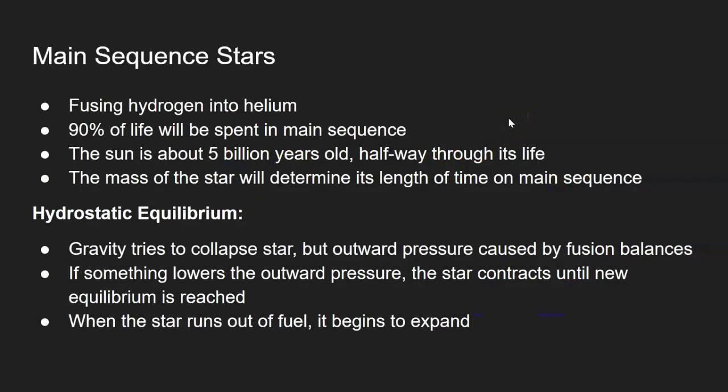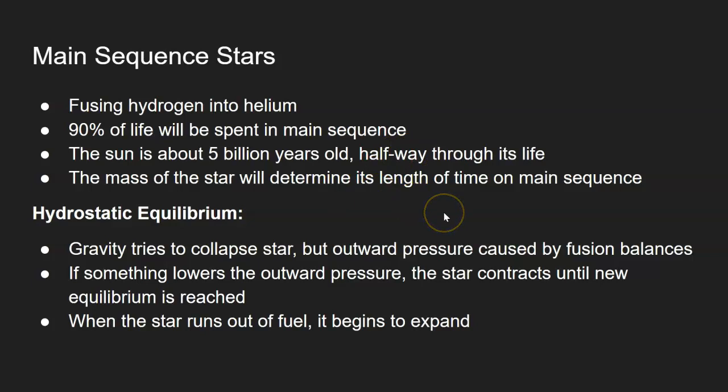Now, the main sequence stars are fusing mostly hydrogen into helium. 90% of their life will be spent in the main sequence. The sun is about 5 billion years old, and it's assumed to be about halfway through its lifespan based on how much hydrogen it's used up. The mass of the star will determine its length of time on the main sequence.